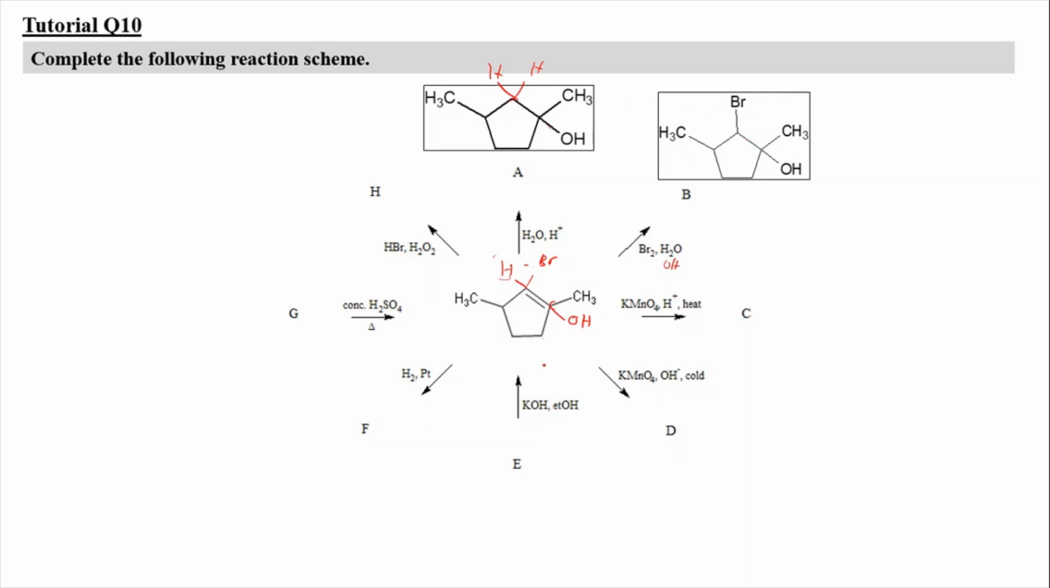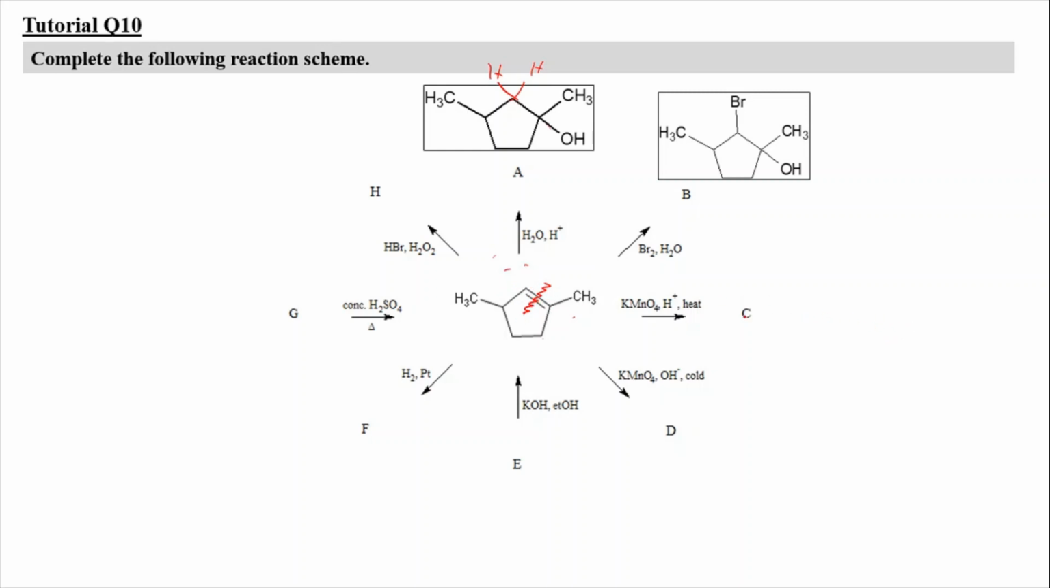Okay, now we move on into reaction scheme C. For reaction scheme C, we have the oxidation using KMnO4 in an acidified medium at high temperature. When it is oxidized using KMnO4, the double bond here is going to be broken down, and it is going to produce a straight chain compound because it's from a cyclic one.